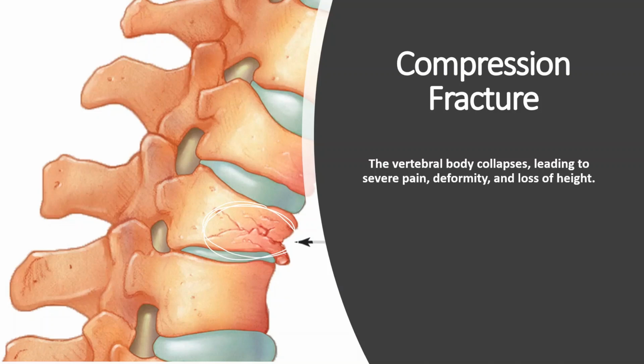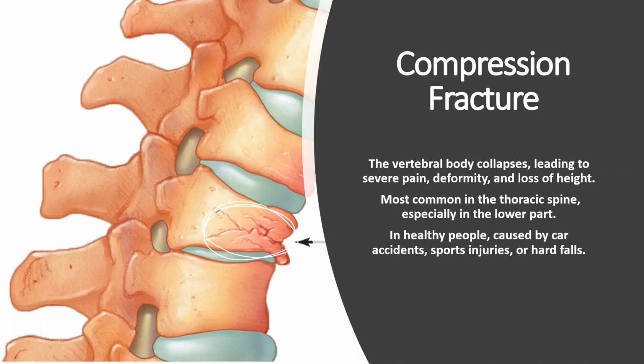So the body is the big thick part of the vertebra. It collapses or gets crushed. It could hurt real bad if it influences the spinal cord. It can certainly cause deformity. It certainly can cause loss of height if it happens in enough of the vertebrae, right? Most common in the thoracic area. So in healthy people, this is usually caused by some sort of traumatic event, like a very hard fall, some kind of crunching sports injury, and again, car accidents are very common in a lot of bone breaks.